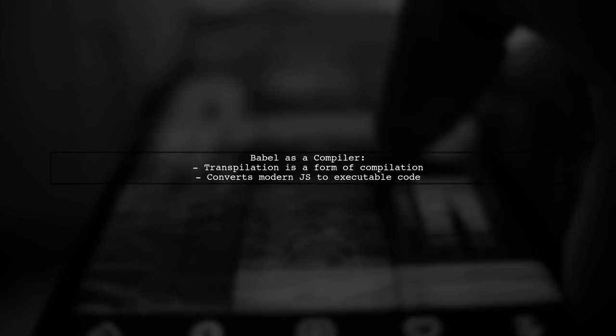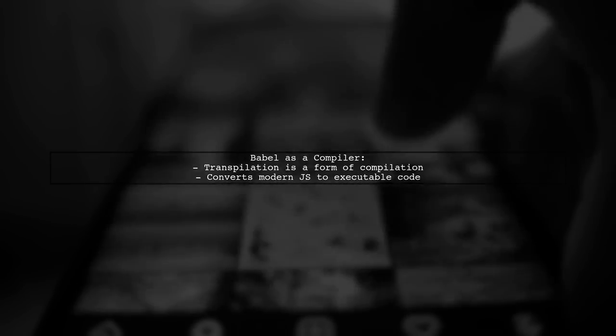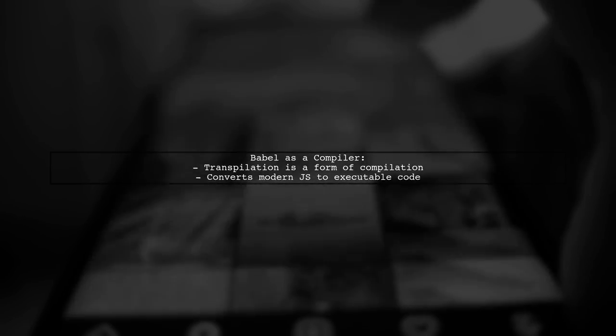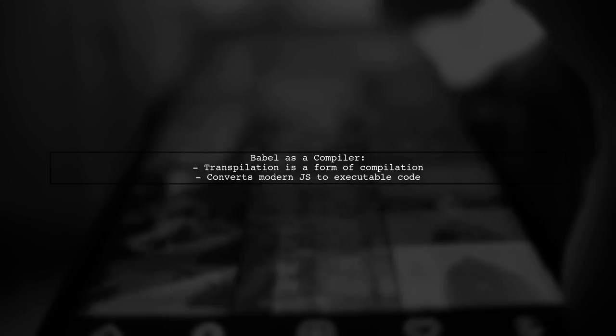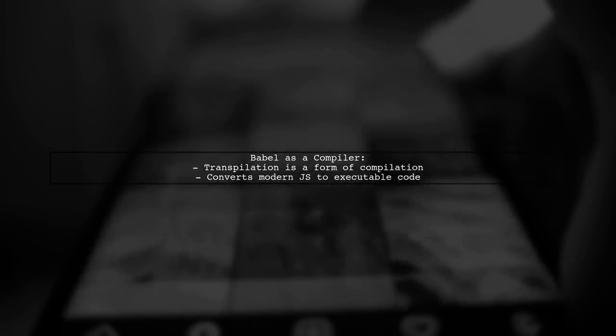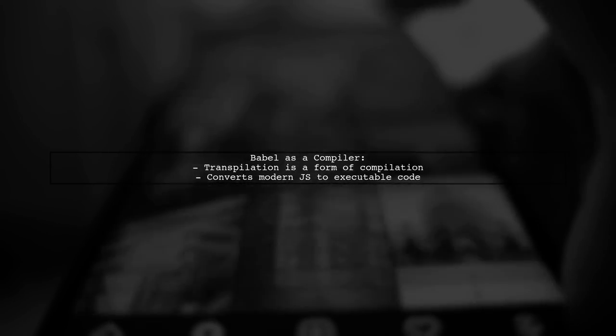However, Babel's website refers to it as a compiler. This is because the term compiler can encompass both the processes of transpilation and compilation. In this broader sense, Babel compiles modern JavaScript into a version that can be executed by JavaScript engines.